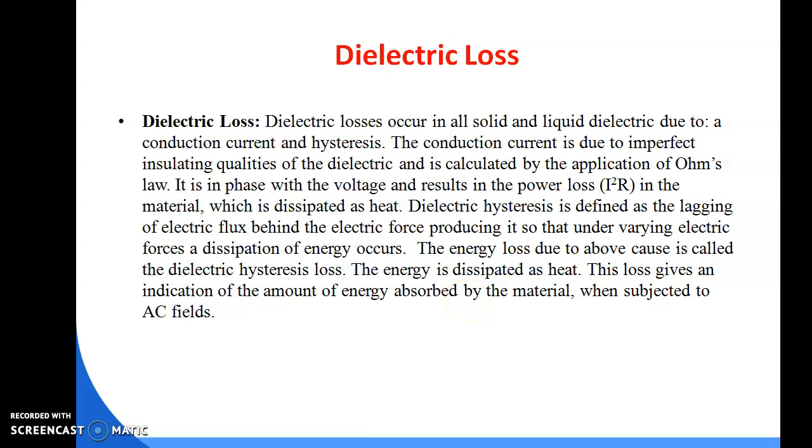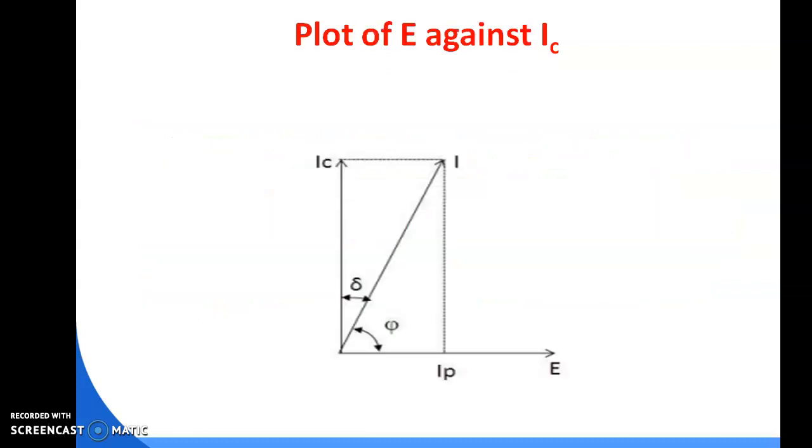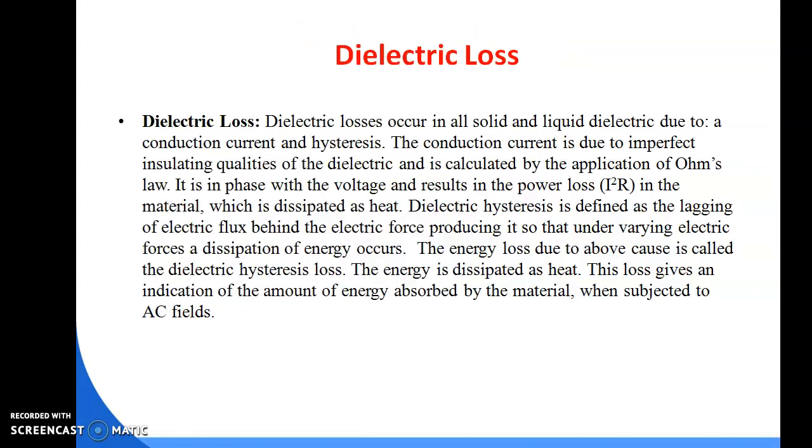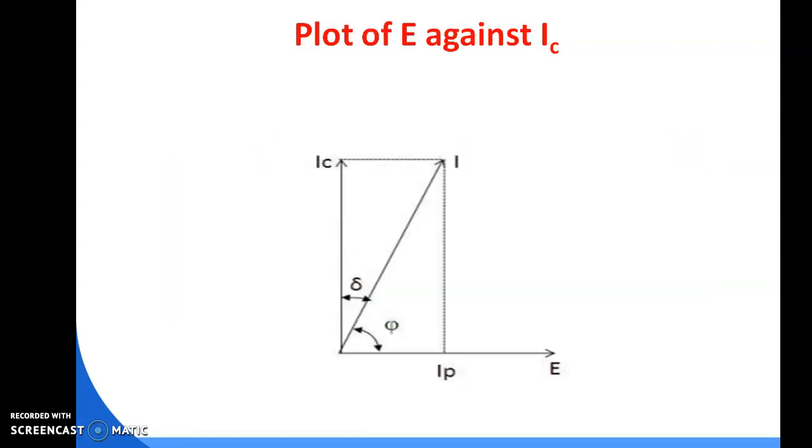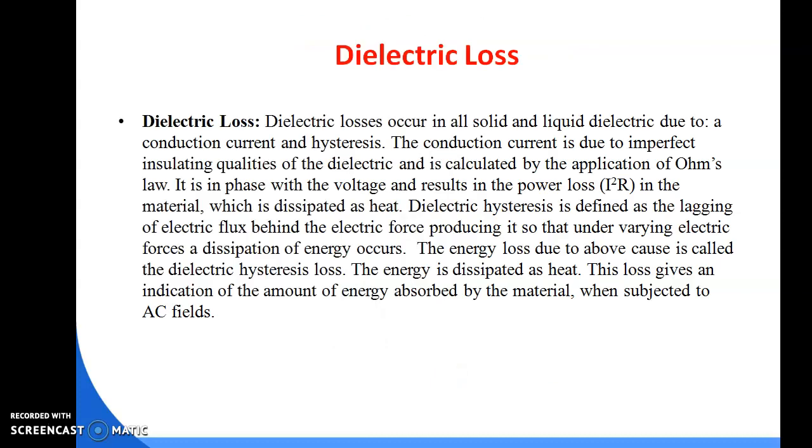That means all insulating materials can be dielectrics, but all dielectric materials cannot be insulating. For dielectric loss, we are applying an AC supply voltage to the circuit, and there is a diagram in which resistance and capacitance are in parallel. When you give a supply voltage V, the current is divided into two parts. One is IR, which flows through the resistance part, and IC flows through the capacitance part.